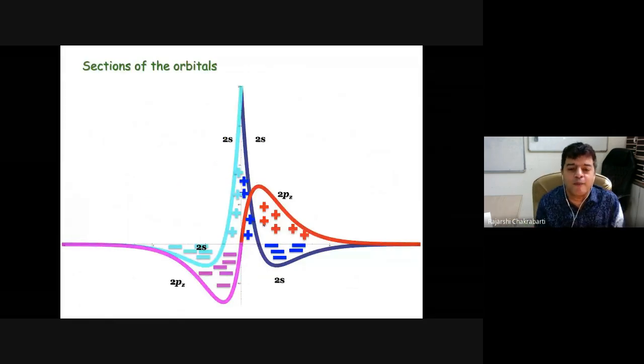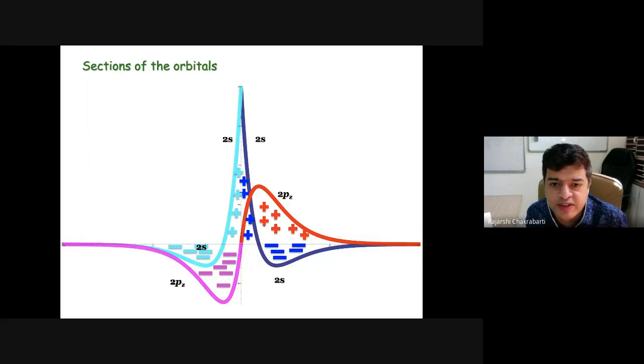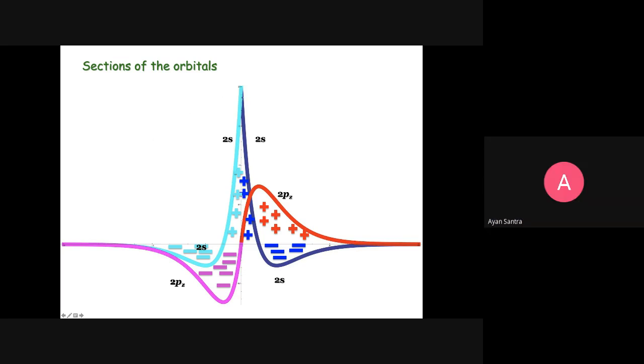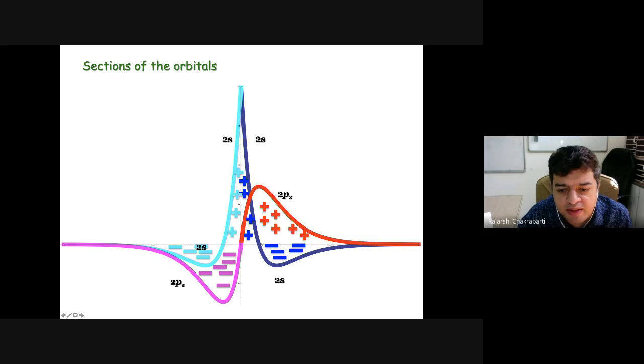Now if I combine 2s and 2pz, this is 2s, the blue curve. Can you follow the blue curve? This is your 2s. Can all of you see my cursor? Yes, sir. The blue one is 2s, and the red one is 2pz. This is the wave function itself. This is the radial direction, so it goes in all directions. If you go to the other direction, this will be 2s and this will be 2p.